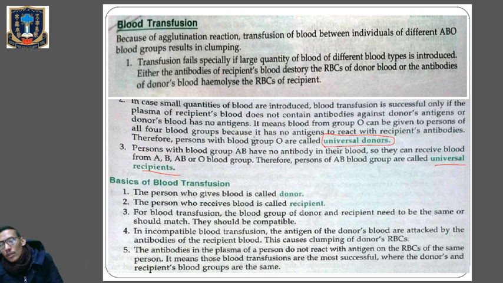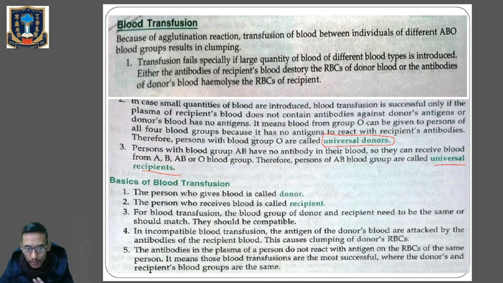So blood group O is called universal donor because they don't have antigen, whereas blood group AB is called universal recipient because they have no antibody in their blood and they can receive blood from all the other blood groups. Clear? Okay, now let's talk about the basics of blood transfusion. The person who gives blood is called the donor, and who receives the blood is called the recipient. For blood transfusion, the blood groups of the donor and the recipient need to be matched. They must be compatible. In incompatible blood transfusions, the antigens of the donor blood will be attacked by the antibody of the recipient blood.